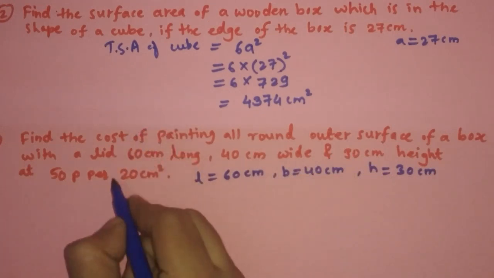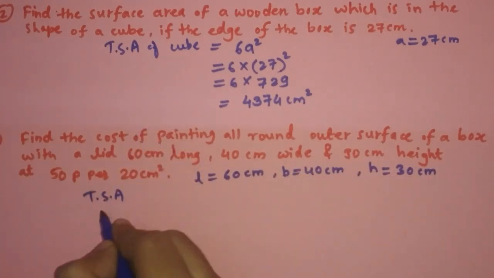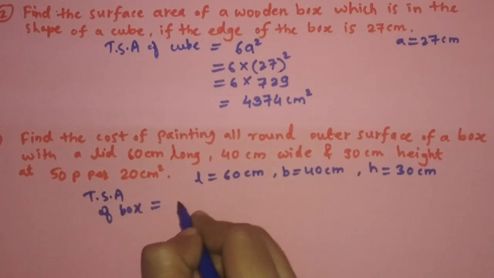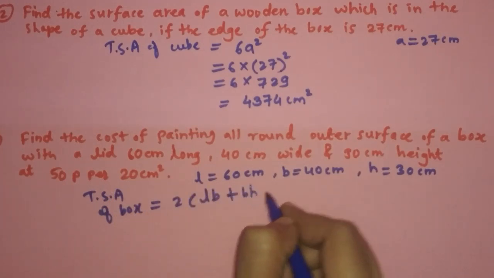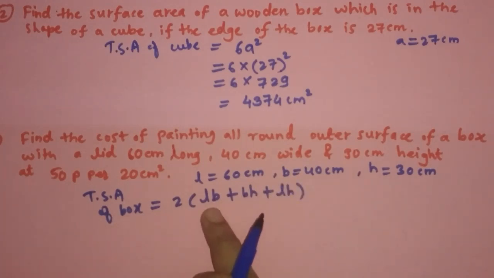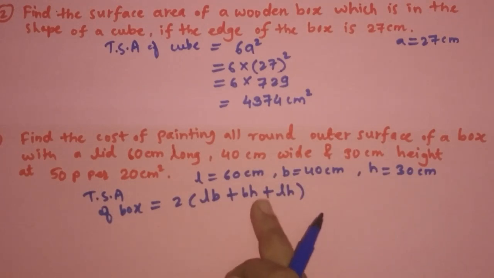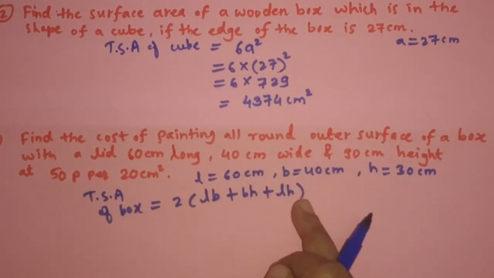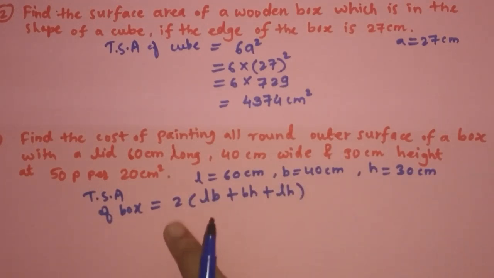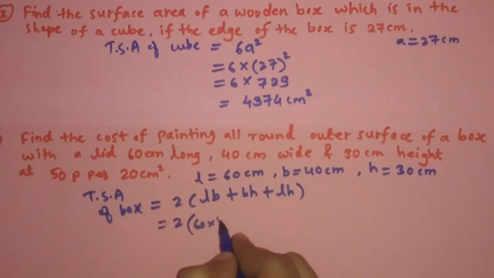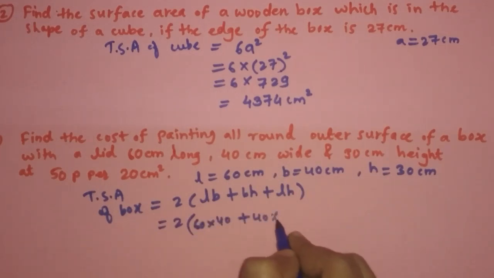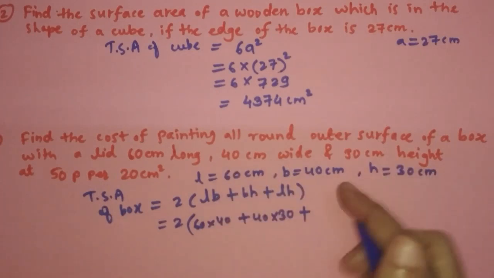So now we'll write the total surface area of a box. Here it is going to be twice of LB plus BH plus LH. We take top and bottom, again left and right, and front and back. That's why it's twice of this. Now we'll keep the values: L into B, that is 60 into 40, plus 40 into 30, plus L into H means 60 into 30.